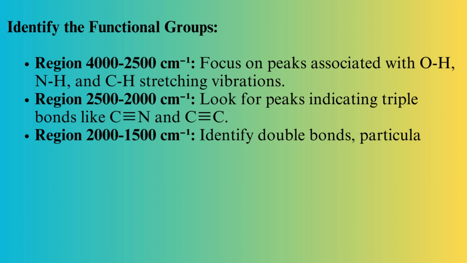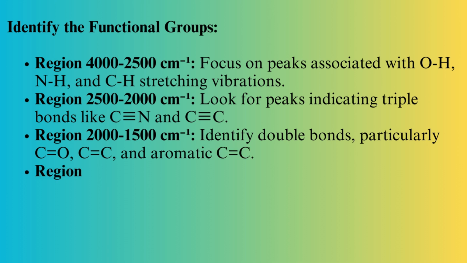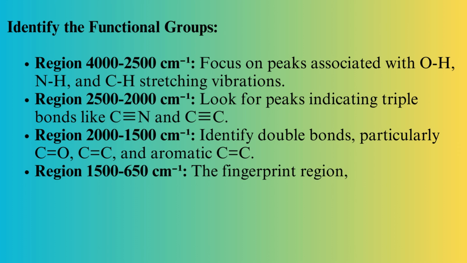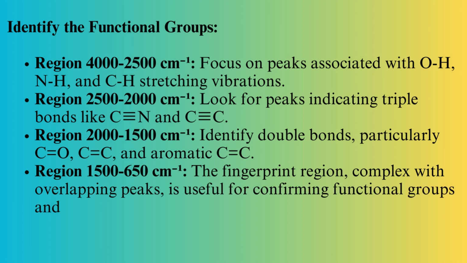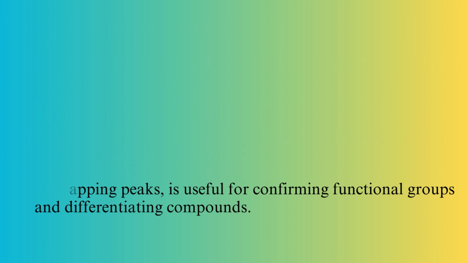Identify double bonds, particularly C=O, C=C, and aromatic C=C. Region 1500 to 650 cm⁻¹, the fingerprint region: complex with overlapping peaks, it is useful for confirming functional groups and differentiating compounds.